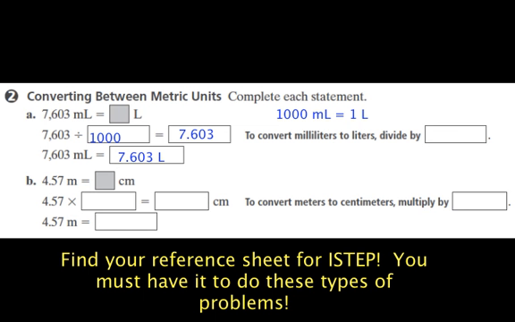For number 2B, we have 4.57 meters, and we're trying to figure out how many centimeters that is. Well, we know that there are 100 centimeters in a meter. Since centimeters are smaller, we're going to multiply that meters times 100. So 4.57 times 100 is 457. So 4.57 meters equals 457 centimeters.